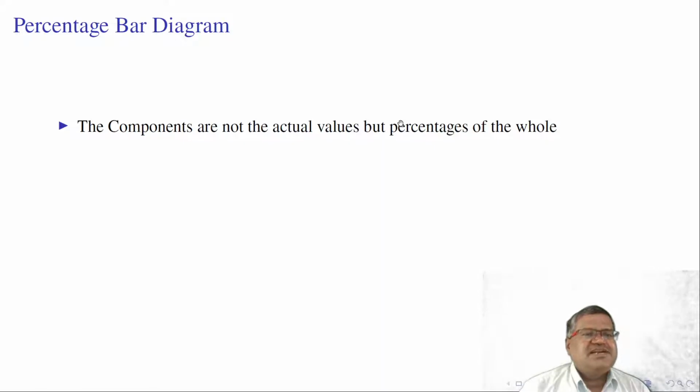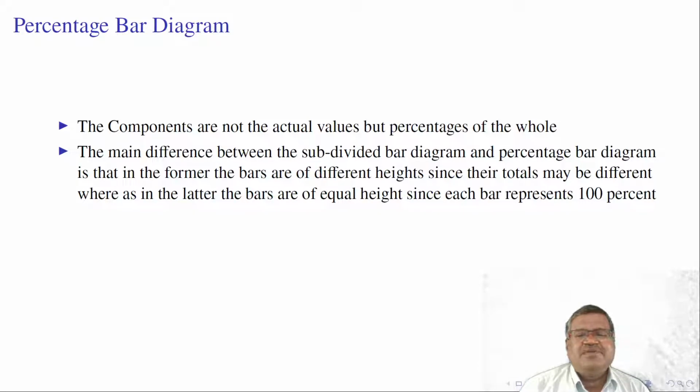Next one is the percentage bar diagram. The components are not the actual values but percentages of the whole in this percentage bar diagram, whereas in a subdivided bar diagram, the components are the actual values. In a percentage bar diagram, we convert the component values into percentages of the whole. The main difference is that in the former, the bars have different heights since their totals may be different, whereas in the latter the bars are of equal height since each bar represents 100.